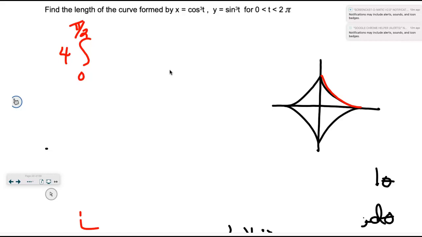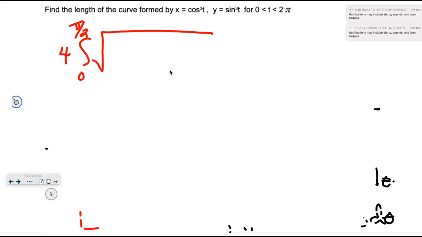Let's see if you have the formula memorized. What goes under the root? dx/dt squared plus dy/dt squared. Yeah, so let's go. I like to do that off on the side because it gets messy. So I'm going to do my dx/dt. And this is just chain and power rule from calc 1. It'd be 3 cosine squared t, right, times negative sine.